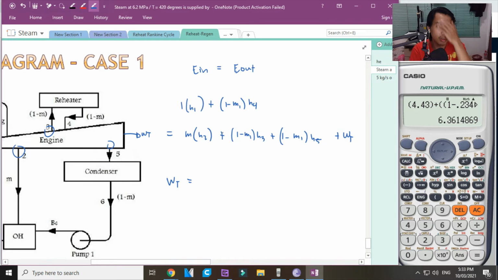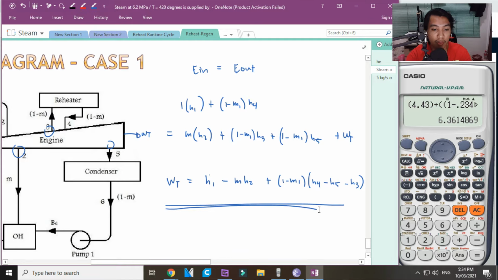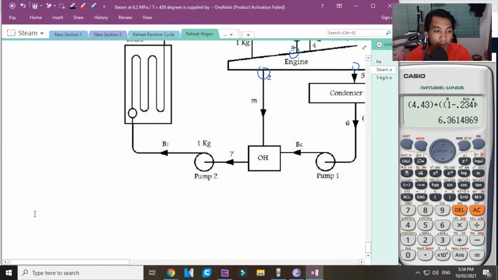Pagsamasamahin natin yung magkakapareho. So, dito, nakalagay si H1 minus M H2 plus 1 minus M1, yung H4, ay H4 minus H5 minus H3. O, ayan. May work ng turbine ka na. You can solve now. So, solve na natin yung value. Okay? Yung sa 1, work ng turbine, mahaba talaga to.